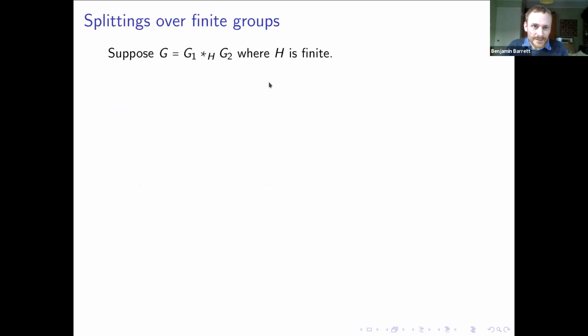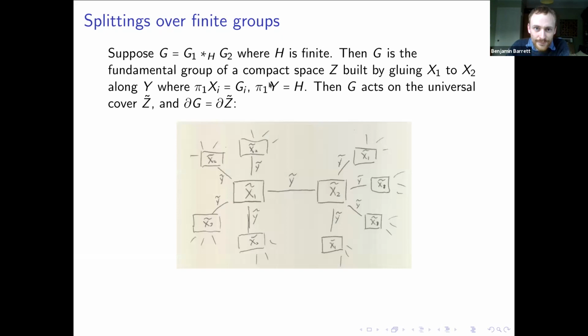Okay, so this is going to be a sort of warm-up to Bowditch's theorem, but it's still a great result in its own right. So I'm first of all going to talk about splittings over finite groups. So just as an example, let's take an amalgamated product. So G is G1 amalgamated with G2 over H. Now G then is the fundamental group of a compact space Z that's obtained by gluing X1 to X2 along Y, where pi1 of Xi is Gi and pi1 of Y is H.